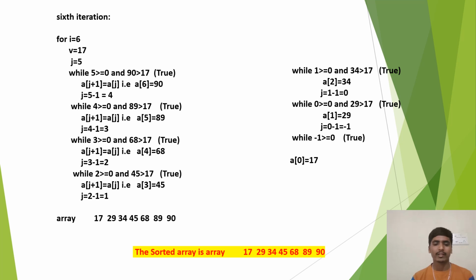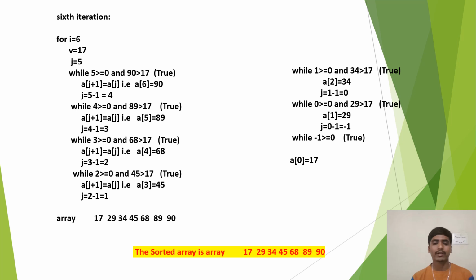j = 4 - 1 = 3. While 3 >= 0 and 68 > 17, it is true. A[j+1] = A[j], that is A[4] = 68. j = 3 - 1 = 2. While 2 >= 0 and 45 > 17, it is true. A[j+1] = A[j], that is A[3] = 45. j = 2 - 1 = 1.